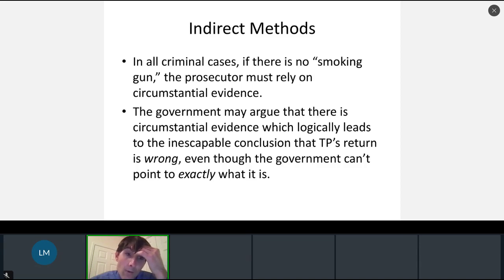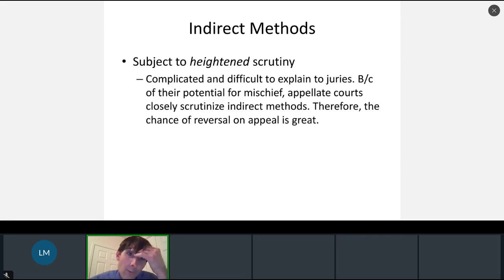You're right. The courts are very skeptical and very cynical of indirect methods. And as you can imagine, they far prefer direct methods to indirect methods and make the government accountable to prove why direct methods is not a satisfactory approach in presenting their case before the court will allow them to build it on an indirect method theory. It's subject to heightened scrutiny. That's what I was trying to explain. Complicated and difficult to explain to juries.